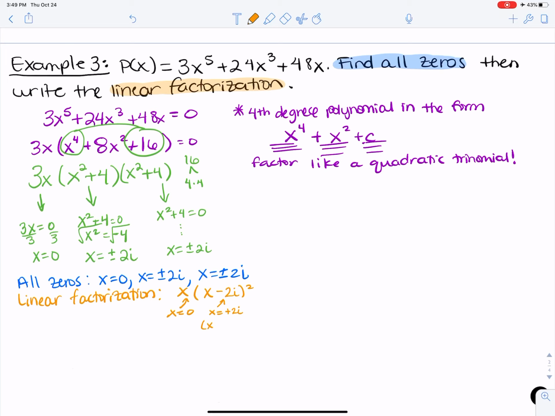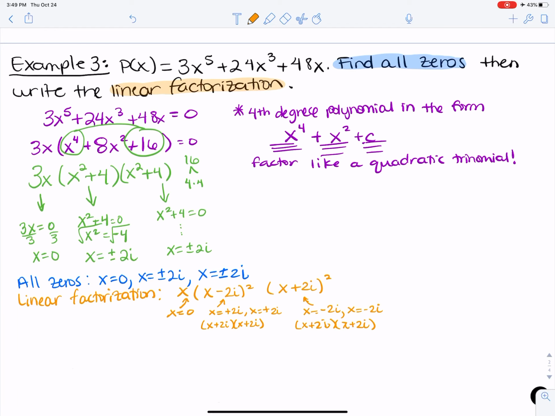So that's the same as having x minus 2i times, or rather plus, x plus 2i, because I have it twice. And our last factor is x plus 2i squared. Why? Because it's the same situation. I have x equals negative 2i, because remember it turns opposite. I have it twice. And so that is having x plus 2i twice as well.